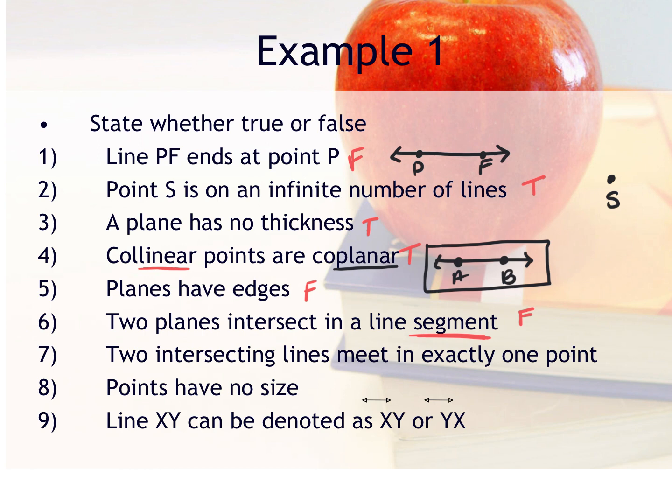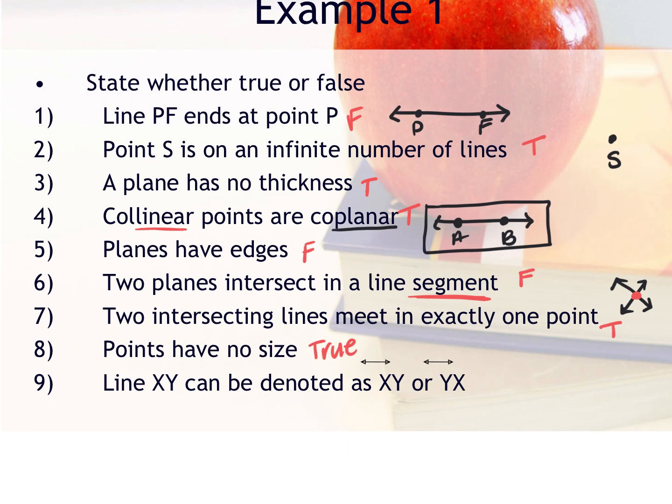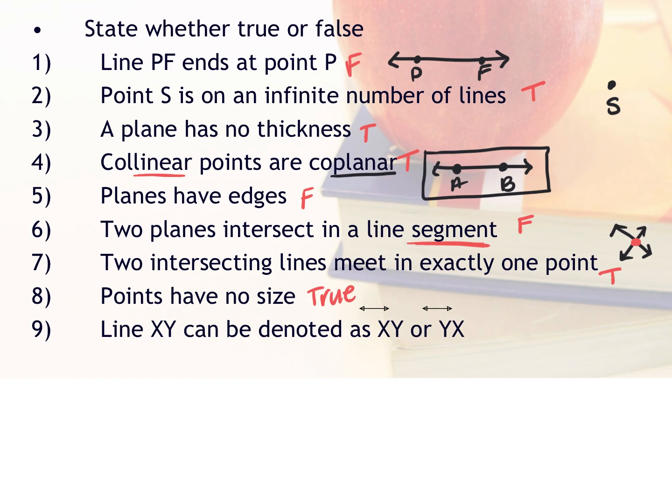Two intersecting lines meet at exactly one point. Think of intersecting lines, think of your streets. They intersect at exactly one point right here, and this is true. Points have no size. That's true. It doesn't matter how big or how small my point is. Line XY can be denoted as XY or YX. This is true. I could write this either way. Again, they're both representing a line.